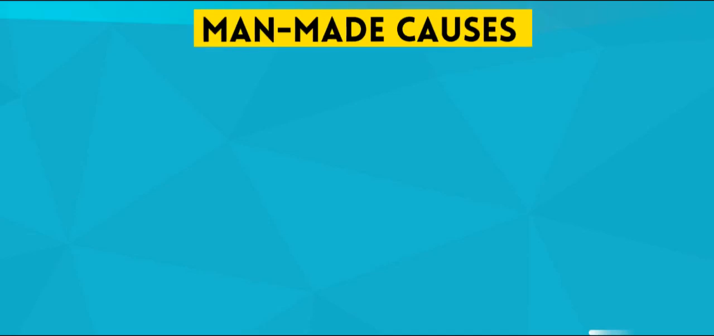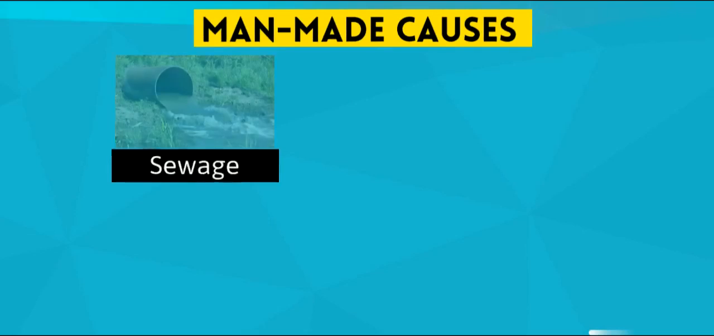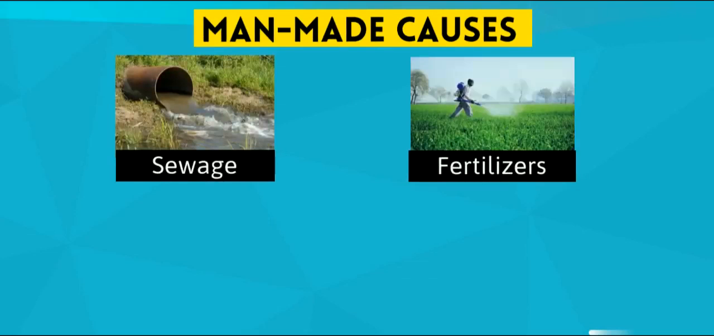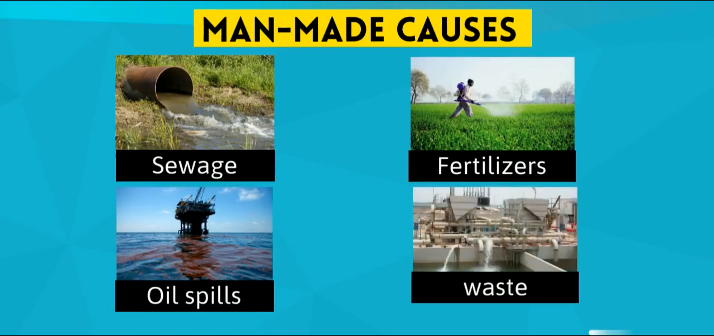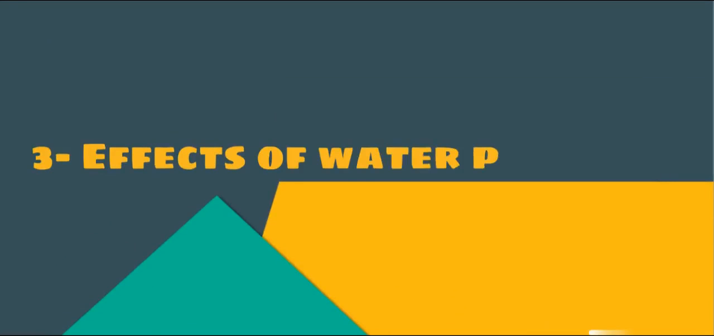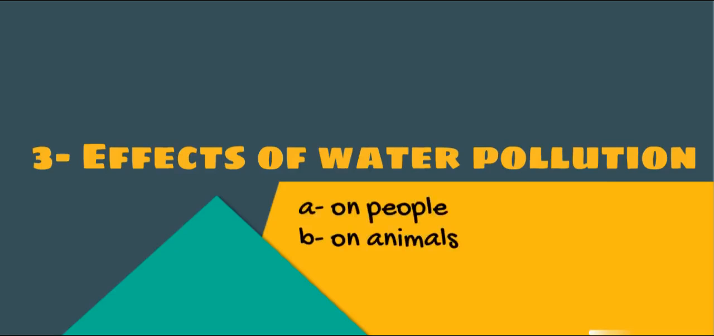Now let's move to man-made causes. In the man-made causes, we have sewage, the use of fertilizers, oil spills, and waste dumped by factories. We gave the causes, now it's time to give some effects of water pollution. And we will categorize them into two parts: effects on people and effects on animals.